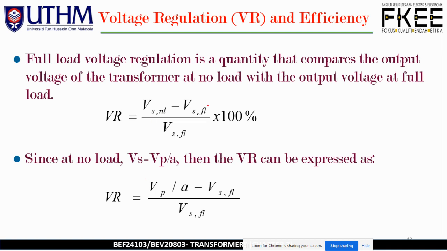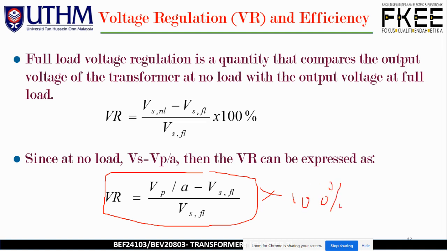So full load voltage regulation is a quantity. This is a repeating slide. Sorry for the mistake. But it shows that the VR is actually equal to Vp over A minus Vs full load over Vs full load multiplied by 100%. It's just a repeating slide.